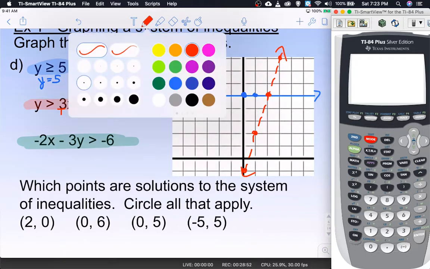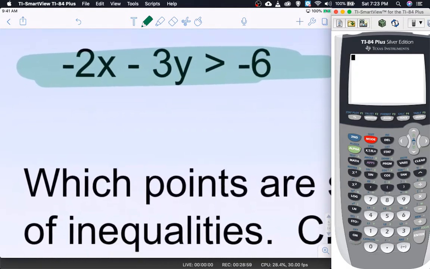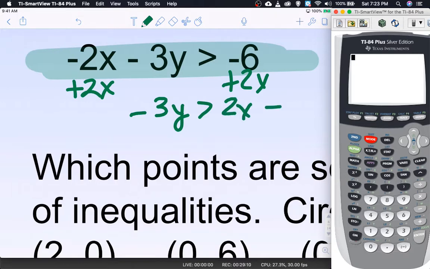And then finally, green. This one I have to solve for myself. It's not slope-intercept form. I can't graph this just yet. So I'm going to add 2x to both sides. Negative 3y is greater than 2x minus 6.